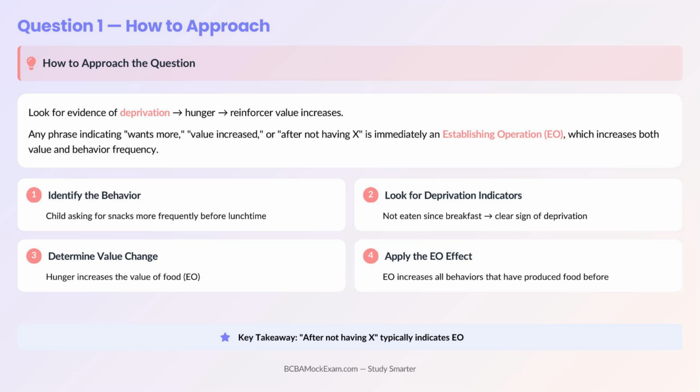To approach this question, look directly for signs of deprivation because hunger increases the value of food and makes requesting more likely. The page highlights phrases such as wants more, value increased, or after not having X, which immediately point to an establishing operation. You begin by identifying the behavior, asking for snacks more often. Then look for the deprivation indicator, which is not eating since breakfast. Hunger increases the value of food, and establishing operations increase all behaviors that have produced that reinforcer before. The key takeaway is that phrases linked to deprivation typically signal an EO.